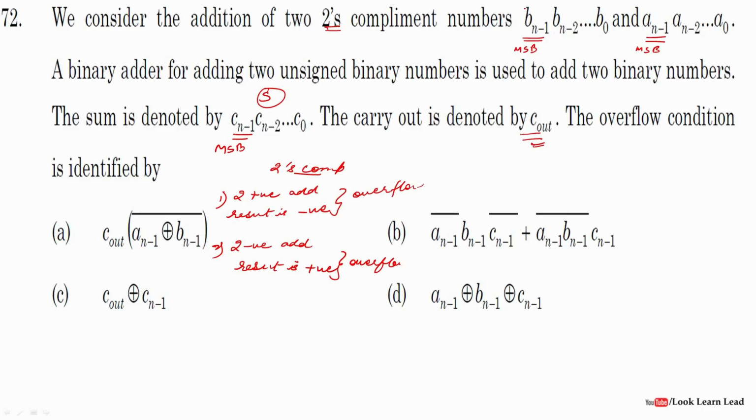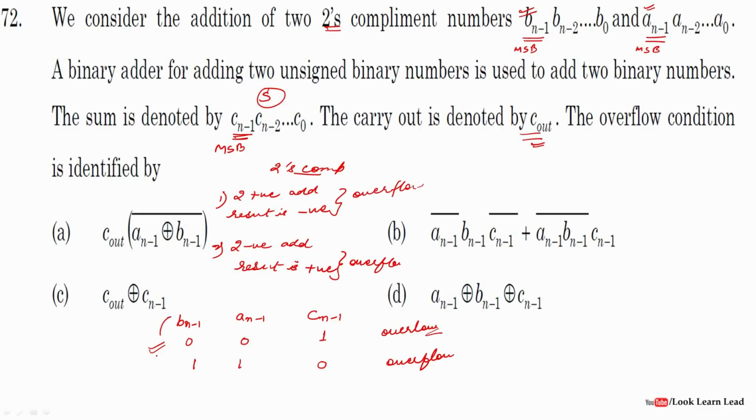See, this is the sign bit. The most significant bit is always the sign bit. So this is the sign bit, an minus 1 and bn minus 1. So I'll write here bn minus 1 and an minus 1. The sign bit of the resultant I'll be writing as cn minus 1. If both are 0, meaning both a and b are positive, and this is negative, then there would be overflow. When both are negative and this is positive, then there would be an overflow.